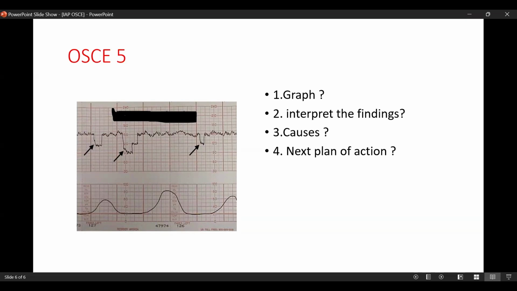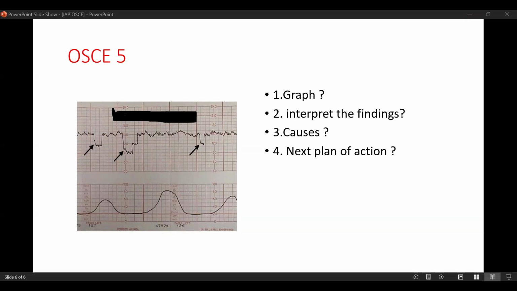What are the causes of variable decelerations? Yes, cord compression, fetal hypoxemia, absolutely, and meconium stained liquor. So these are the three most common causes for variable decelerations.